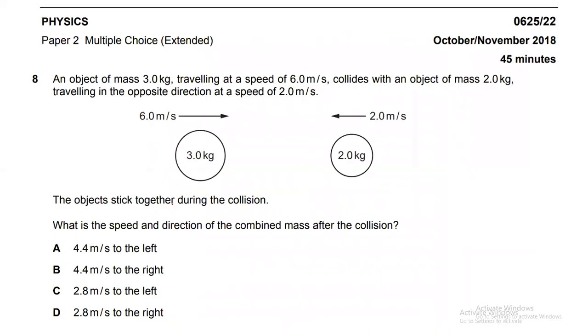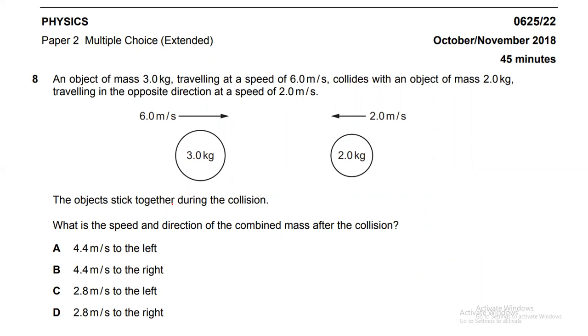Okay, now we have October, November 2018 paper 2, question number 8. An object of mass 3 kg traveling at a speed of 6 meter per second collides with an object of mass 2 kg traveling in the opposite direction at a speed of 2 meter per second. The objects stick together during the collision. What is the speed and direction of the combined mass after the collision?